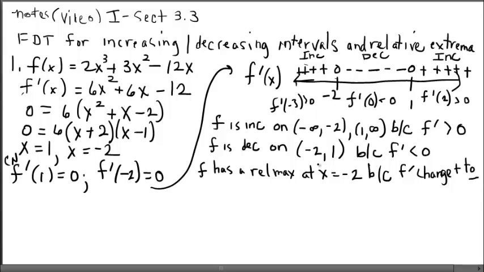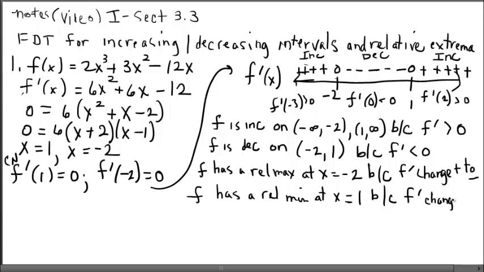Hopefully you have more room than I do there. The graph of f also has a relative min at x equals 1 because f prime changes from negative to positive. The slopes go from negative, falling, to rising, so it has to have a minimum.